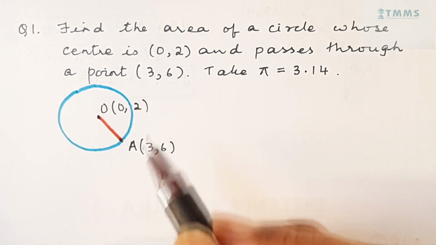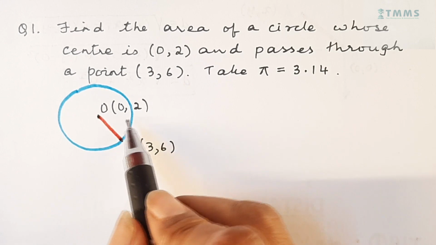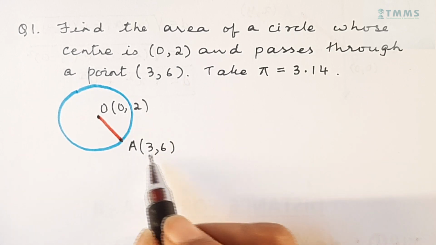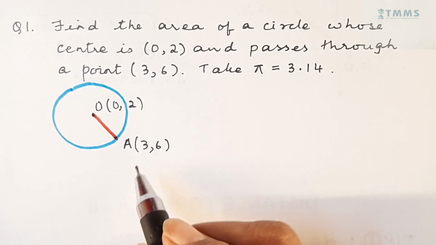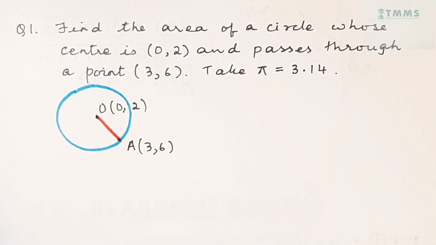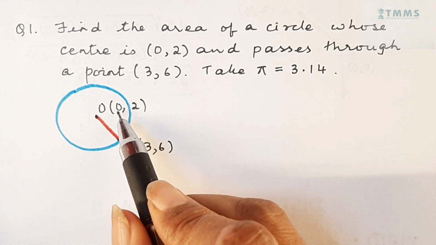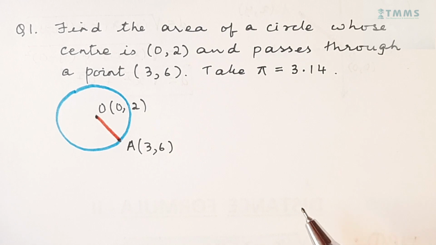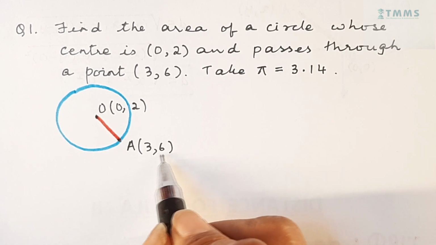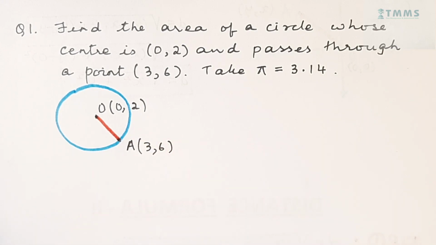So we draw a diagram like this, a rough diagram of course, where O is the center, which is (0, 2), and A is (3, 6). And so we are going to consider one of them as x1, y1 and the other one as x2, y2. Now out here, can you see that 3 minus 0 and 6 minus 2 will be easier, and so we will call this x2, y2 and this one x1, y1. So we write just that.